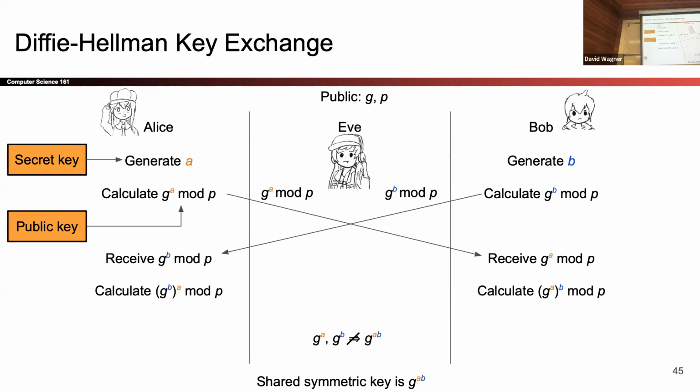But Bob doesn't know G to the A? He knows G to the A. Bob knows what G to the A is because Alice sent it to him. Alice sends G to the A mod P. I'm sorry, I should warn you. G to the A mod P is a long string of stuff to say, so sometimes I get sloppy and I say G to the A, and what I really mean is G to the A mod P. Every number that you see, the first thing I do is reduce it mod P.